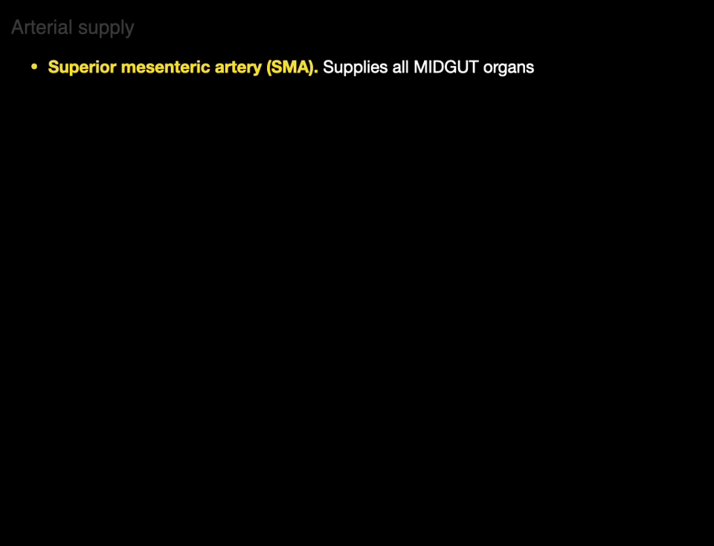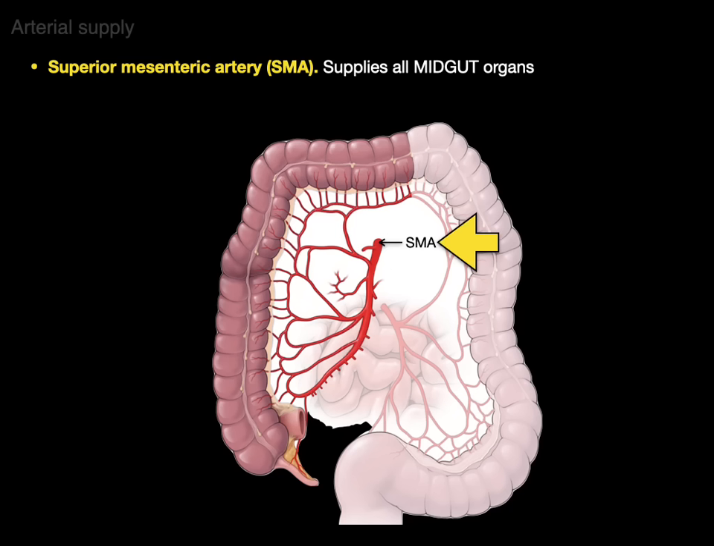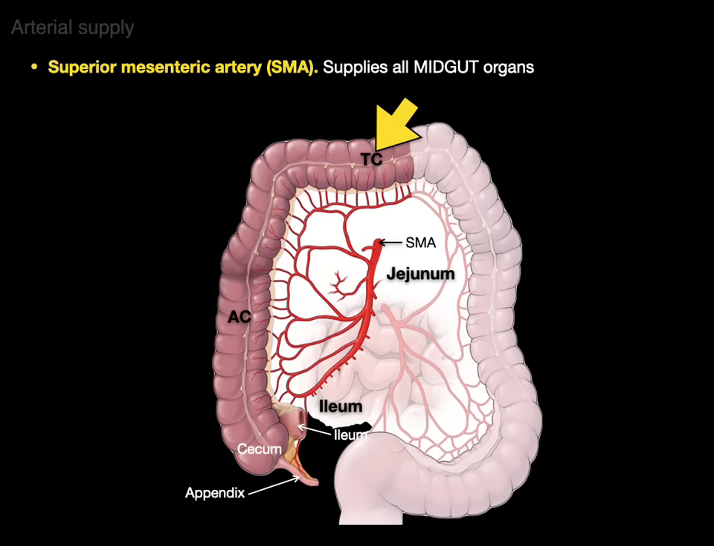Okay? Now, the superior mesenteric artery supplies all midgut organs. There's the SMA, so there's jejunum, and there's the ileum, and there's the cecum and appendix, and there's the ascending and transverse colon. All of those organs are supplied by the SMA through those branches.